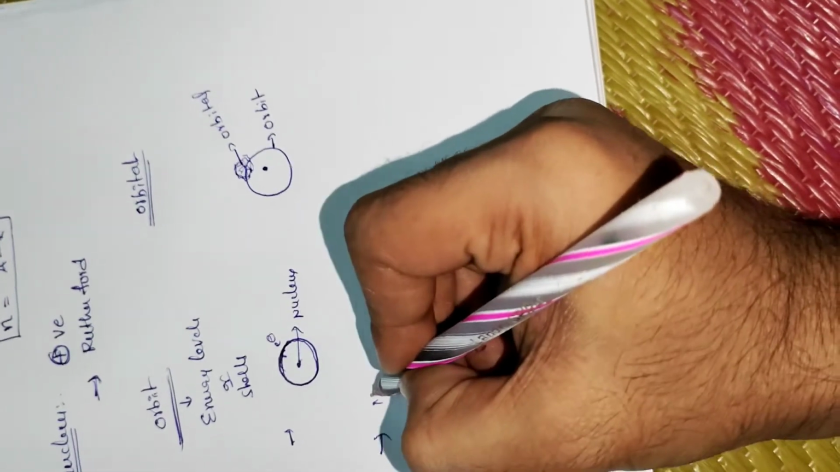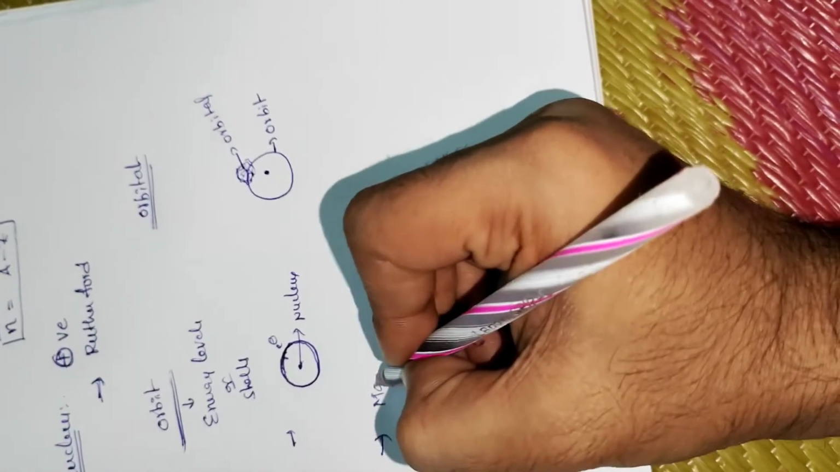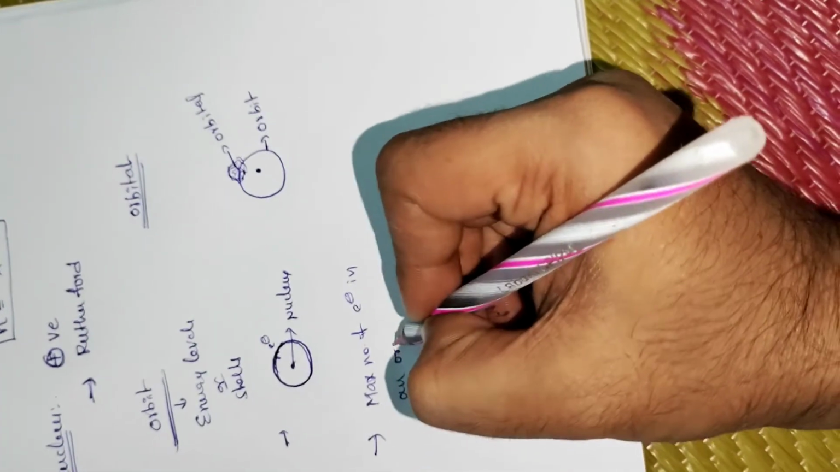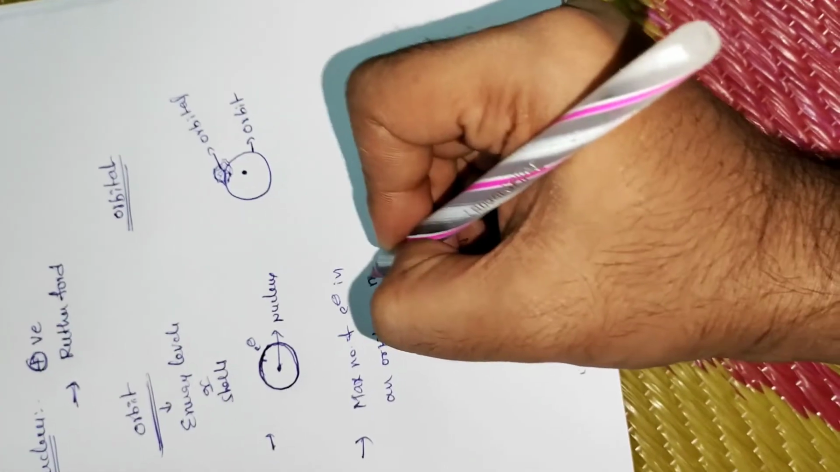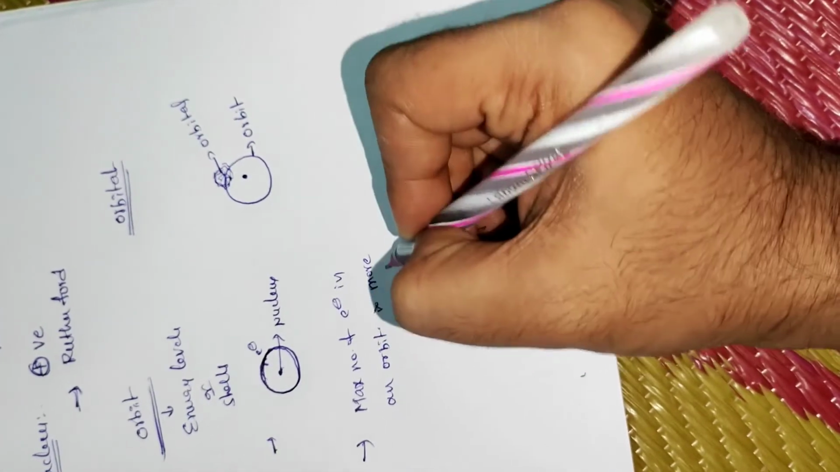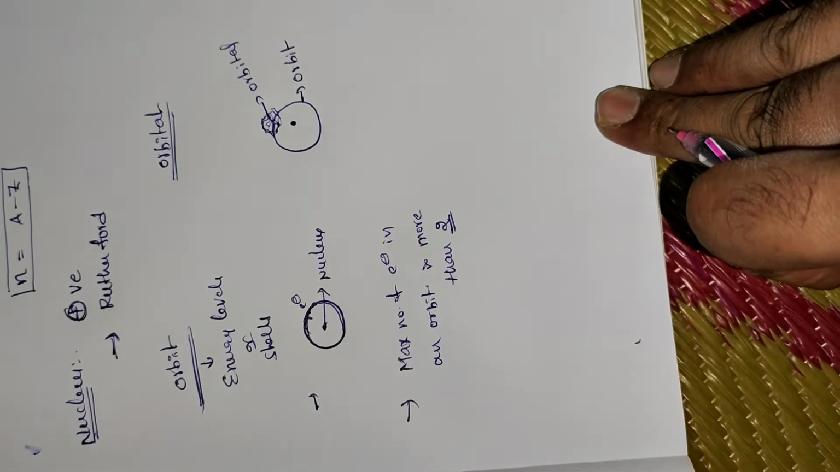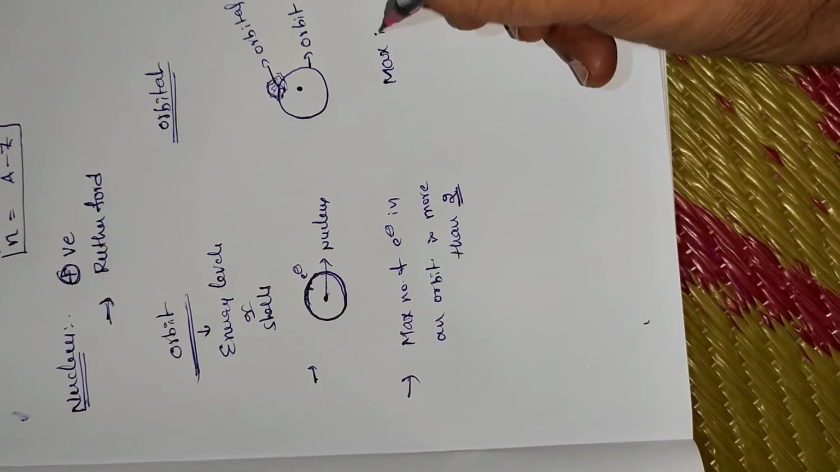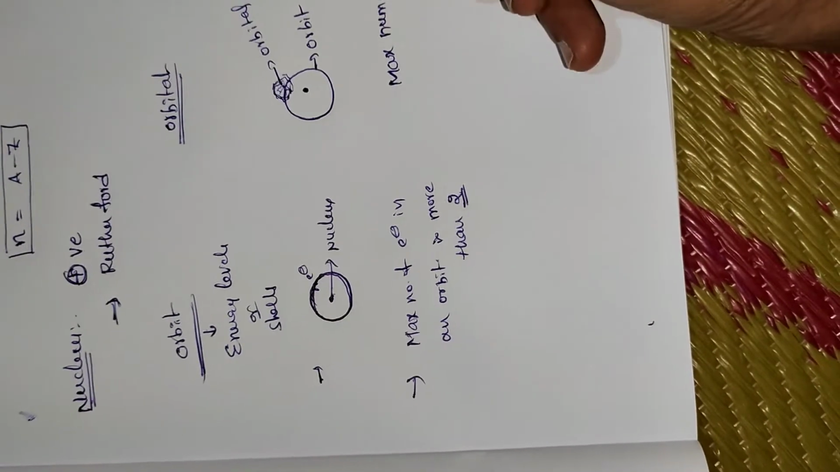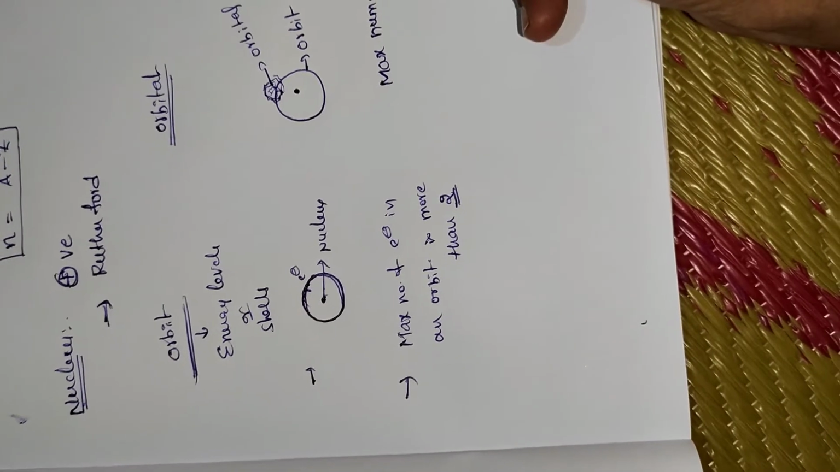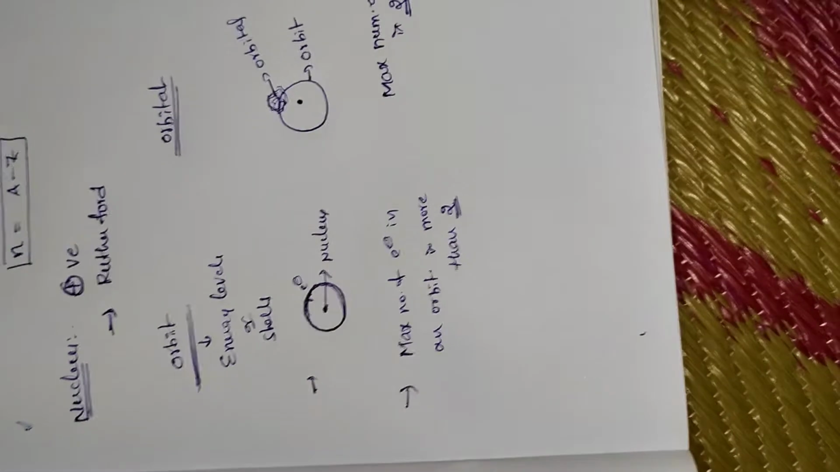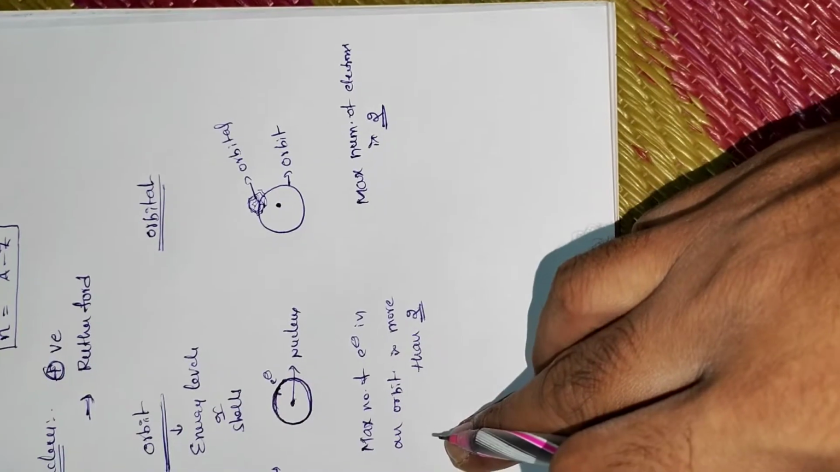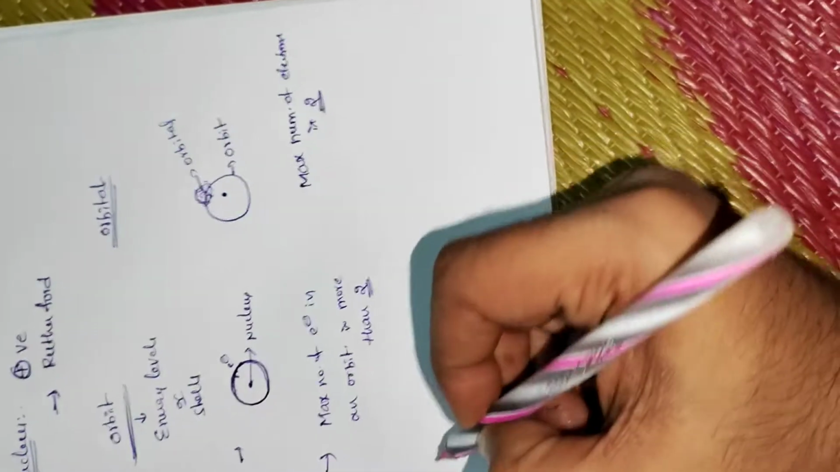In an orbit, the maximum number of electrons is more than 2. Here in an orbital, the maximum number of electrons is 2. That means each orbital contains a maximum of 2 electrons. An orbit has a larger number of electrons.